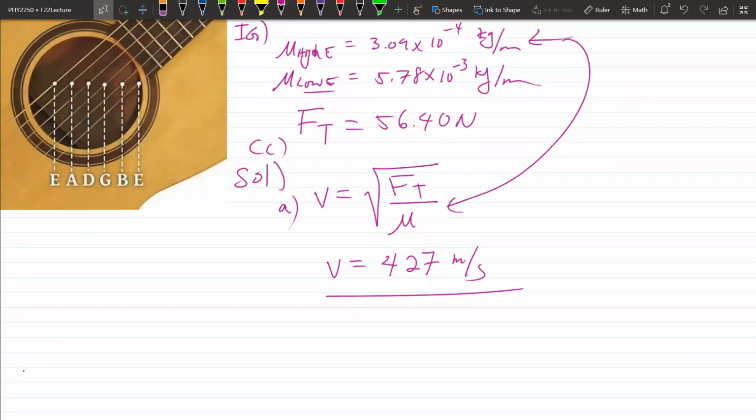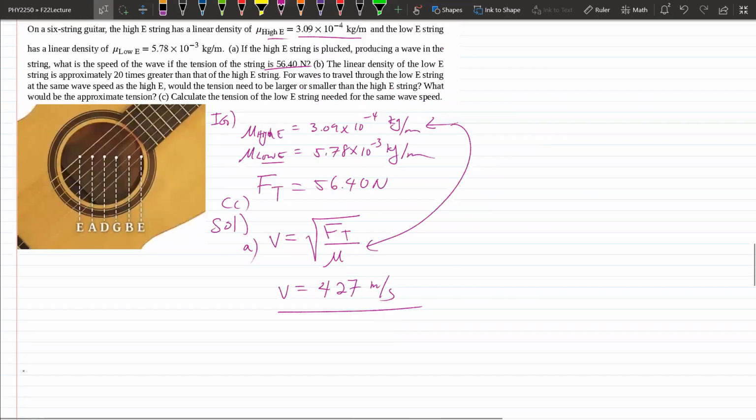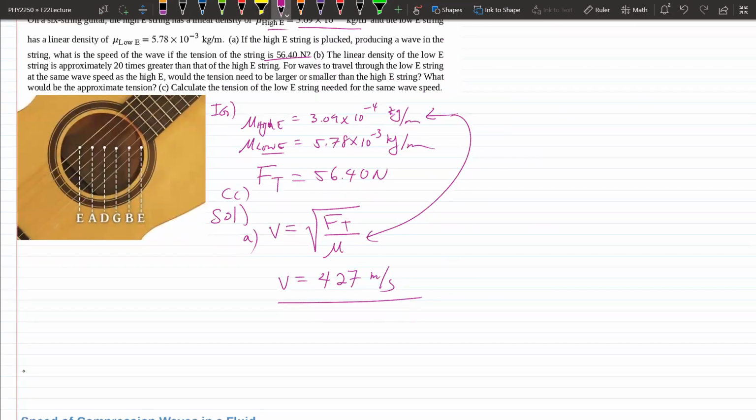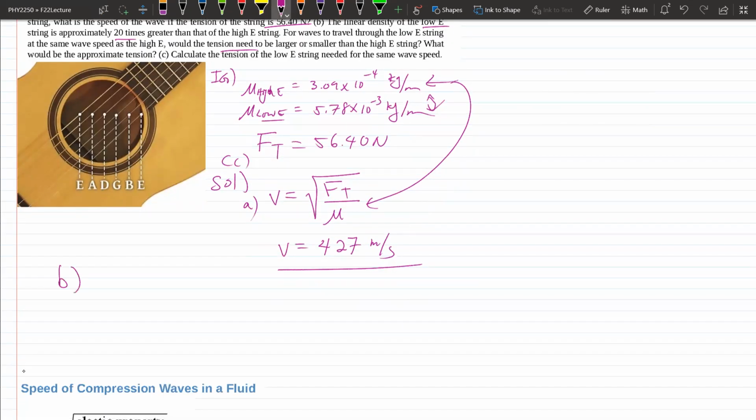I'm also going to do part B real quick. Part B has kind of weird wording. The linear density of the low E is about 20 times greater, which we kind of know because they gave us those numbers. For waves to travel through the low E string with the same speed as the high E, what does the tension have to be? They want you to find the new tension if the speed is the same. So they give you the speed, but they want you to solve for the tension, which requires a little bit of algebra.